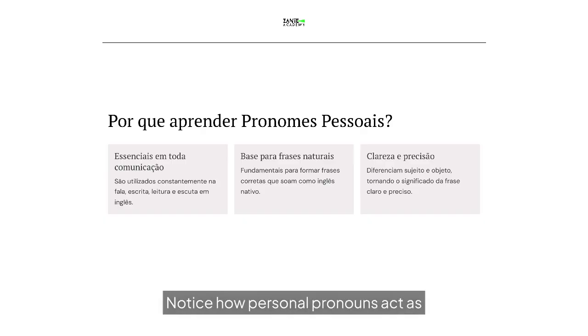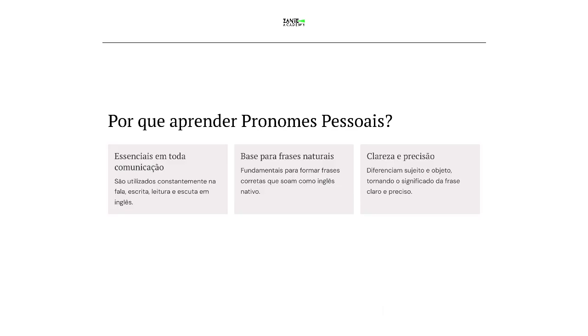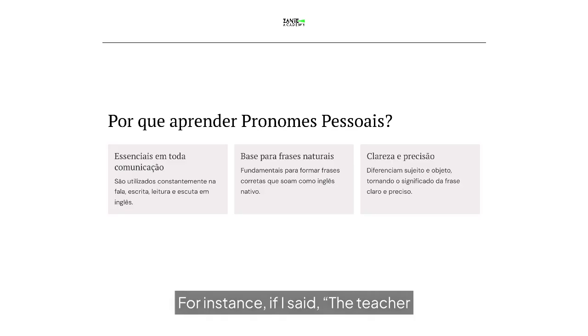Notice how personal pronouns act as a foundation for forming sentences that sound more like native English. Without them, sentences can sound awkward and confusing. For instance, if I said, "The teacher gave the homework to the teacher," that repetition can create a sense of misunderstanding. By using pronouns, we can clarify who is doing what. This clarity is crucial because personal pronouns also help differentiate between the subject and the object in a sentence. This distinction ensures that the meaning of each sentence is clear and precise.